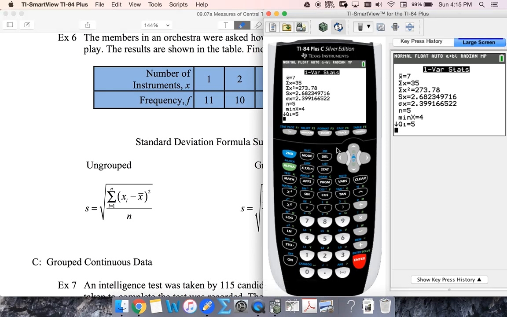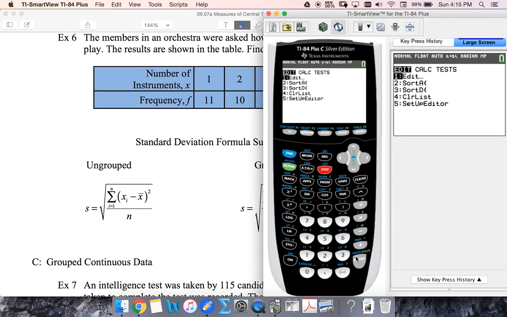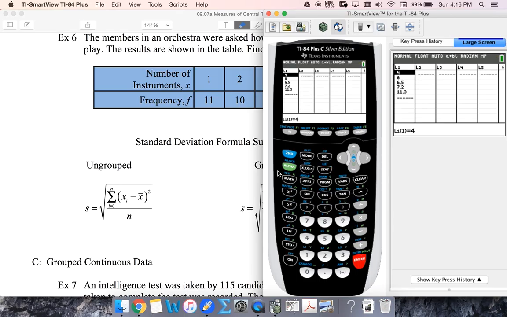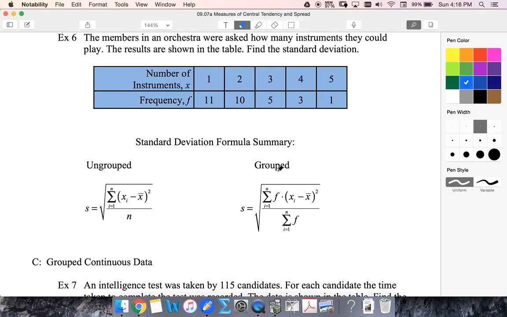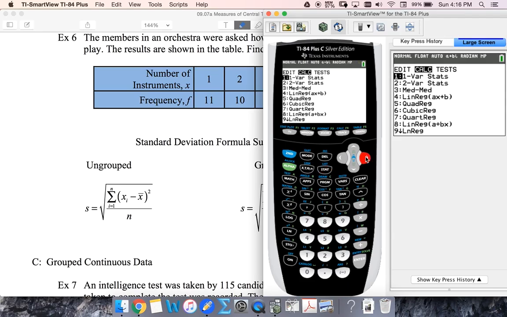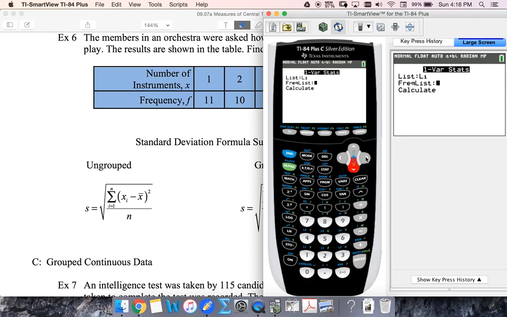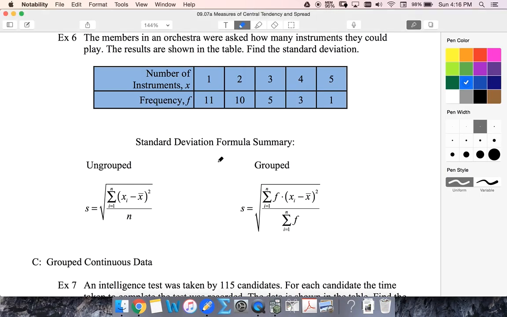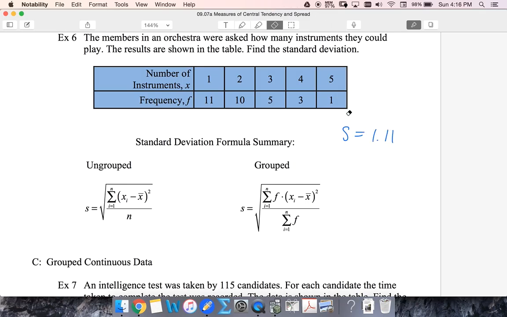Okay, so let's find that. Stat, edit. 11, 10, 5, 3, 1. This time we do have frequency data. That's in list 2. All right, and now our standard deviation is 1.11. So standard deviation 1.11, and that of course is approximate.